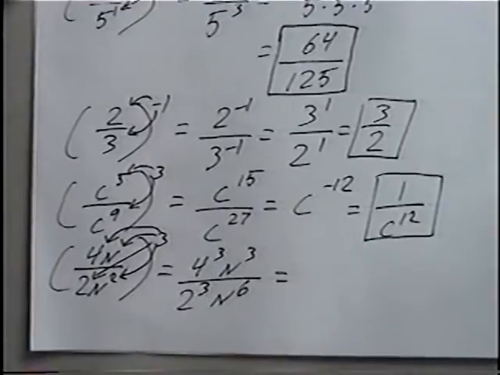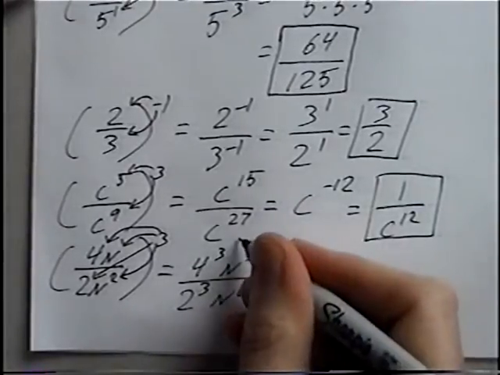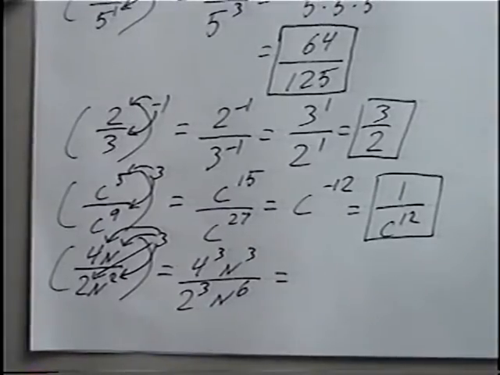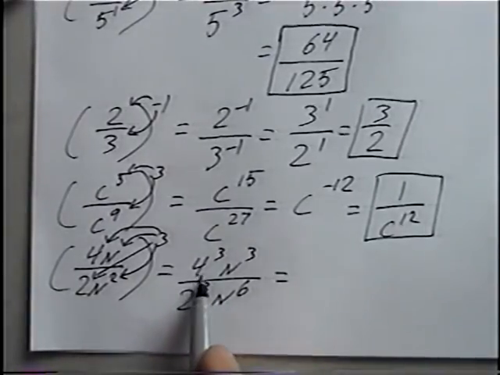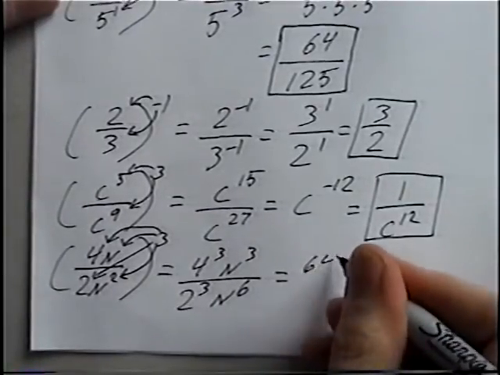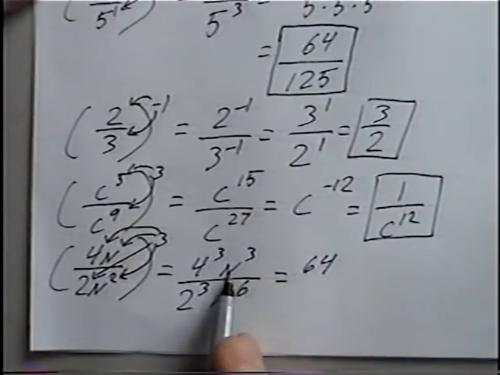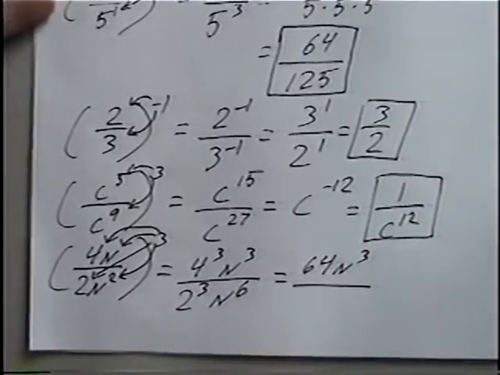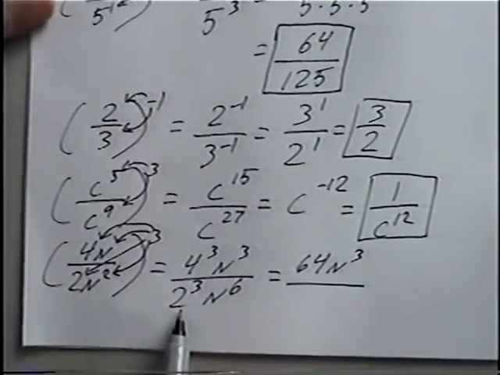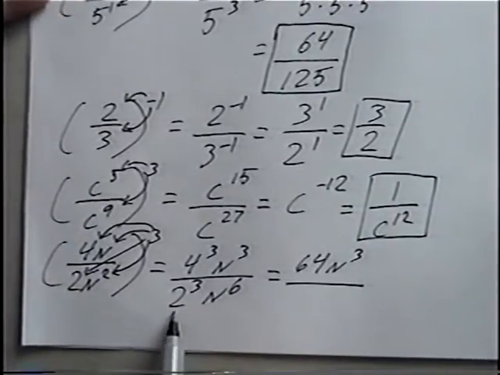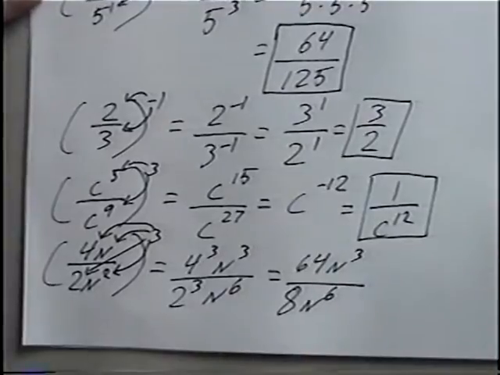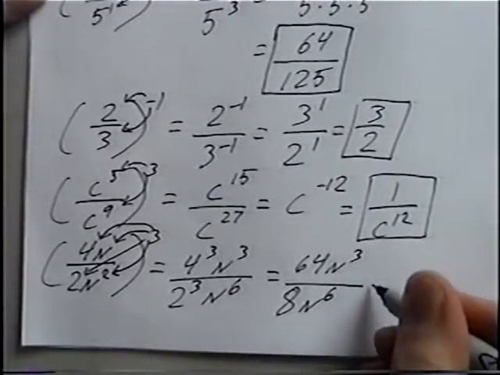Simplifying, 4 to the third power, again this is 4 times itself 3 times. 4 times 4 would be 16. 16 times 4 would be 64. n to the third would stay the same, divided by 2 to the third power. 2 times 2 is 4, times 1 more 2 would be 8. n to the 6 would stay the same.